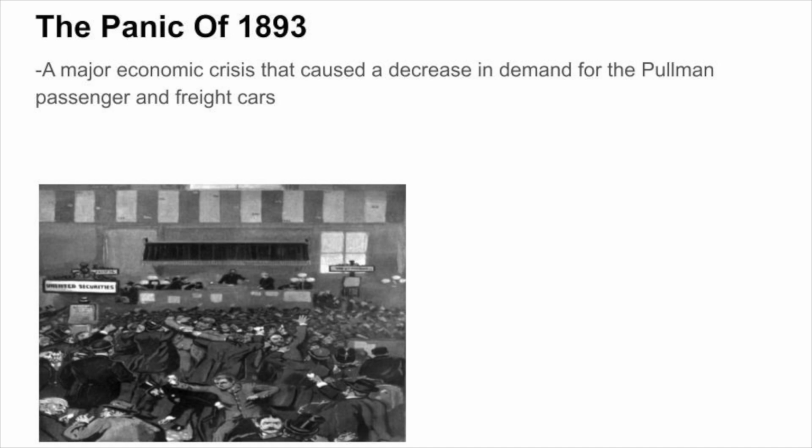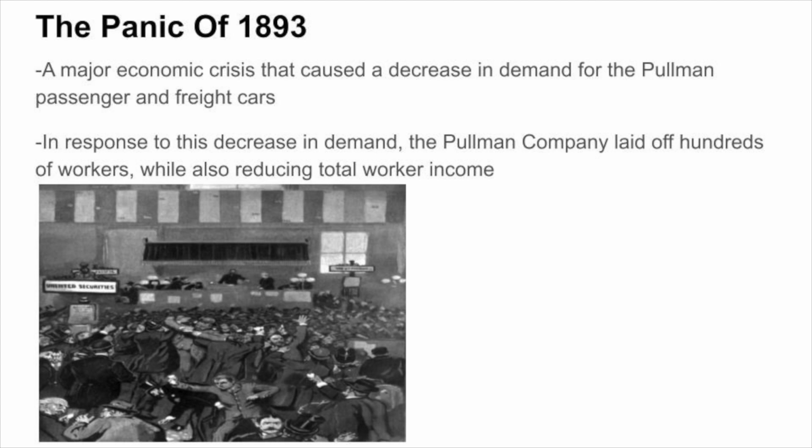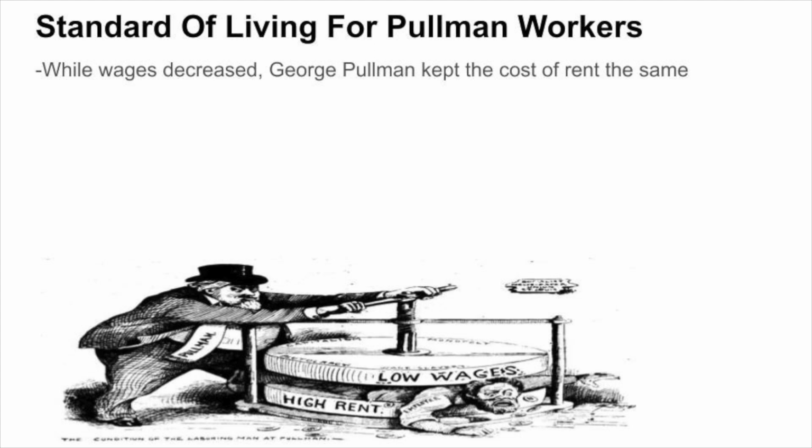Later on, the situation got worse during the Panic of 1893, a major economic crisis that caused a decrease in demand for the Pullman passenger and freight cars. In response to this decrease in demand, the Pullman Company laid off hundreds of workers, while also reducing total worker income. While wages decreased, Pullman kept the cost of rent the same.